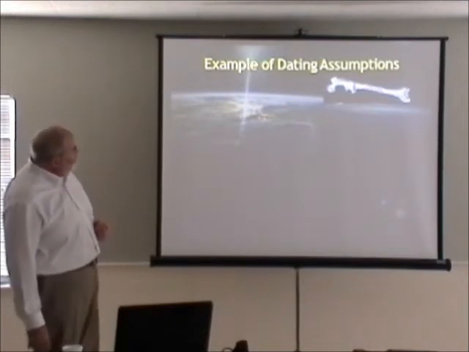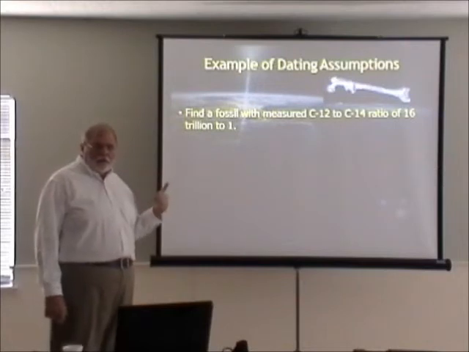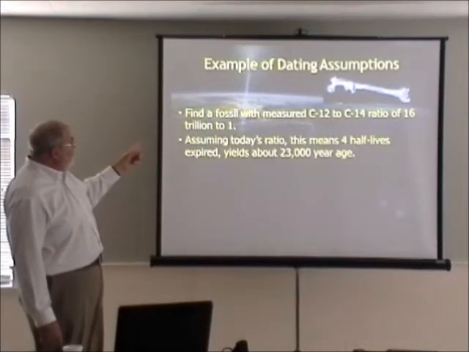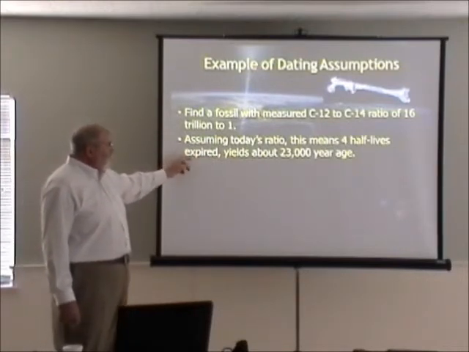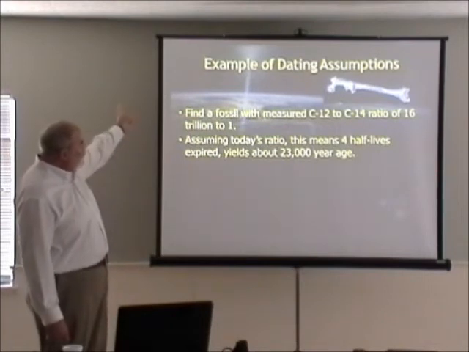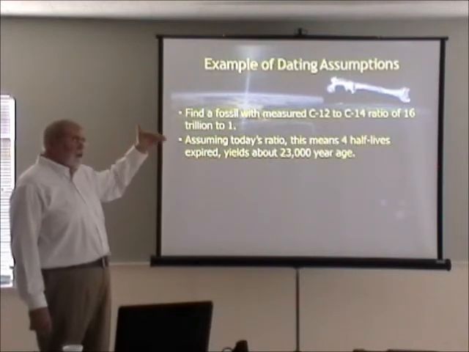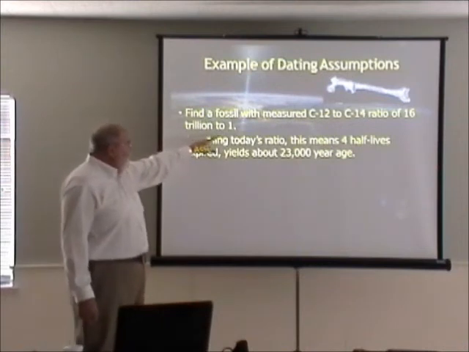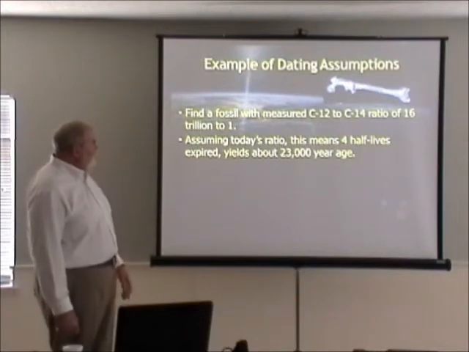Oh, I found a bone. Fossilized bone. And if I measure it with today's ratio, 16 trillion to 1, assuming today's ratio, this means half-lives expired. About 4, and it means it's about a 23,000 year age. Okay, 16 C12 to 1 C14. Remember, because it starts out trillion to 1, and then we degrade the number of C14s in there. So it says, well, we've got a 23,000 year age.